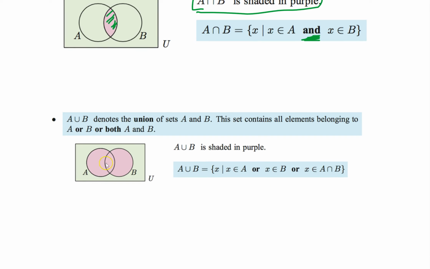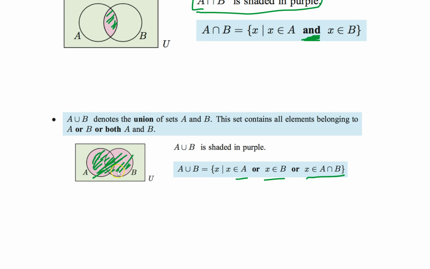Union means it can be in A, or it can be in B, or it can be in both. Sometimes we call that a mathematical "or." It can be in A, or in B, or in both A and B. In English, you don't have that, right? English is either A or B. In math, we're a little more liberal. You could be in A, you could be in B, or you could be in both. That's the union.